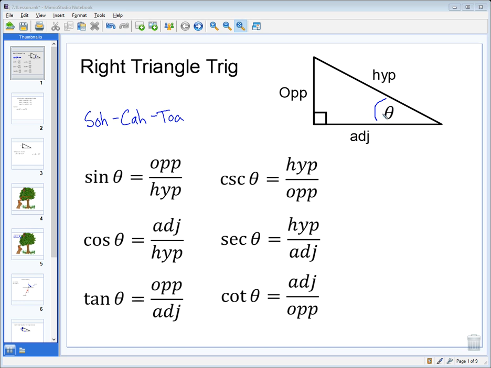Now remember that the angle tells you which one the opposite side is, which one the adjacent side is. The hypotenuse is always across from the right angle. Opposite, adjacent, hypotenuse. Now, cosecant is the reciprocal of sine, so it's hypotenuse over opposite. The secant of your angle is the reciprocal of the cosine, so it is hypotenuse over adjacent. And the cotangent is the reciprocal of tangent, so it is the adjacent divided by the opposite.